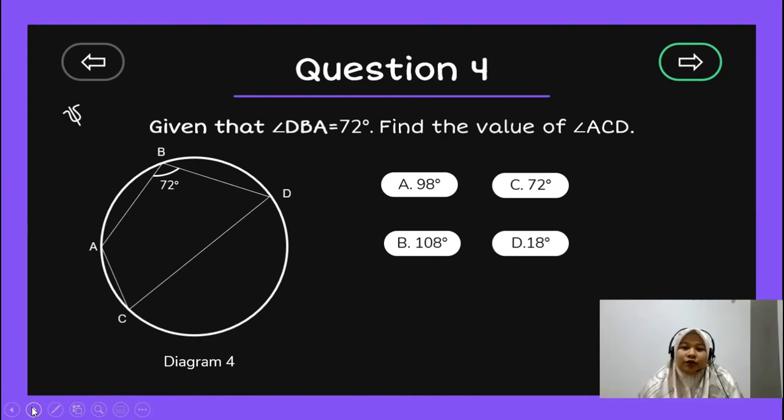The last question for the quiz. Given that angle DBA equals 72 degrees, find the value of angle ACD. The answer will be B, 108 degrees. This is because if we sum up both angles, we will get 180, because ABCD is a cyclic quadrilateral. So the summation of interior opposite angles will be 180 degrees.